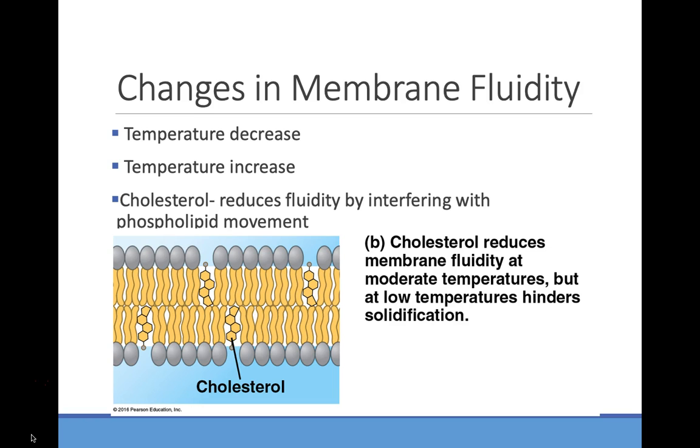Membrane fluidity is specific to the cell type and the cell environment. There are a variety of evolutionary adaptations that maintain an appropriate membrane fluidity. For example, fish that live in extremely cold environments have a high proportion of unsaturated hydrocarbons. That is going to prevent them from packing tightly.